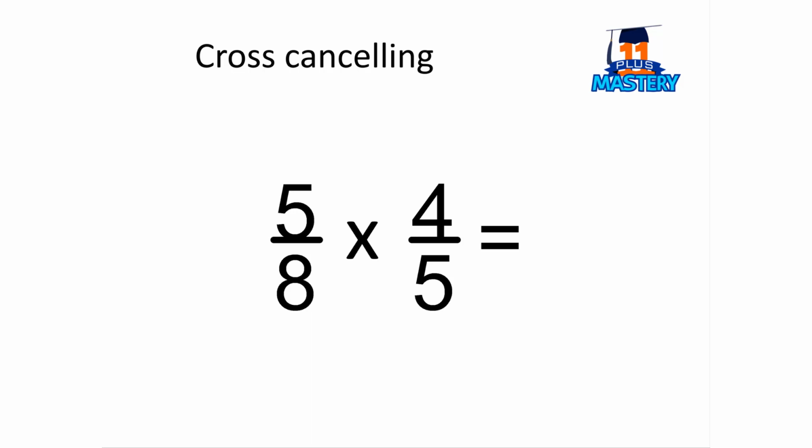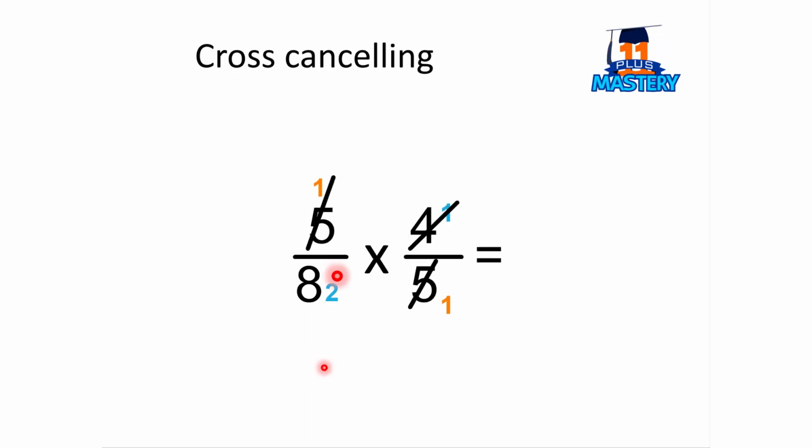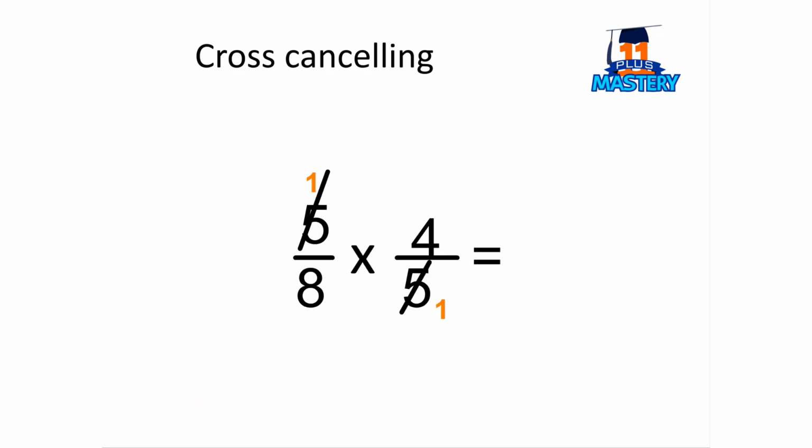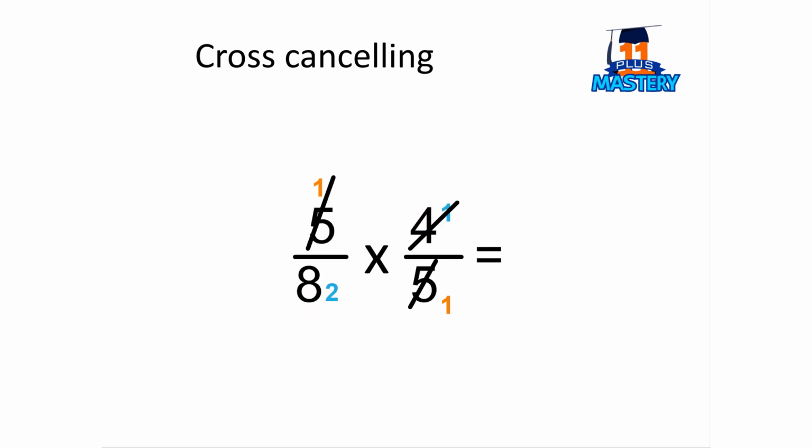I can simplify any number from the top with any number from the bottom if there's a multiplication sign in the middle. So I've got a 5 top and bottom, so I can cancel those 5s because 5 goes into 5 once and 5 goes into 5 once. I also see that I can divide top and bottom by 4 because 4 goes into 4 once and 4 goes into 8 twice. I can then just multiply across. 1 times 1 equals 1 and 2 times 1 equals 2. So that will give me 1/2.